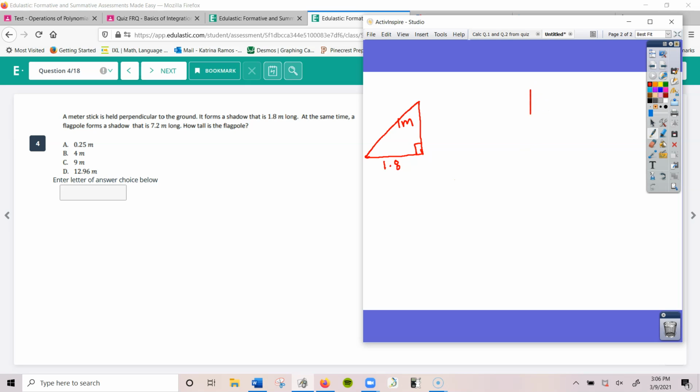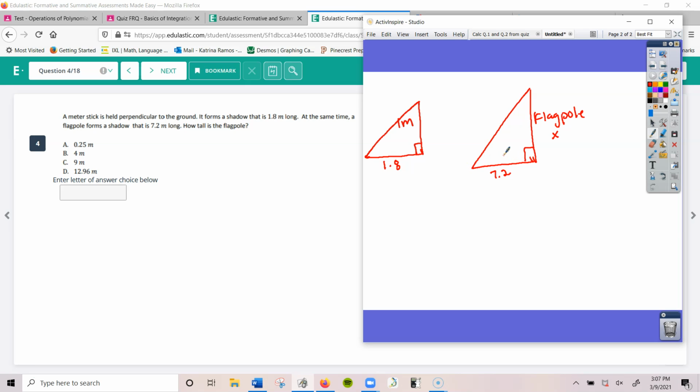Then we are told that a flagpole, so this is my flagpole, forms a shadow that is 7.2 meters long. And we want to know how tall the flagpole is. So we'll just say x. These are similar triangles since they're both right triangles.